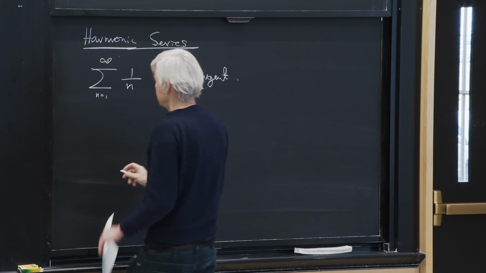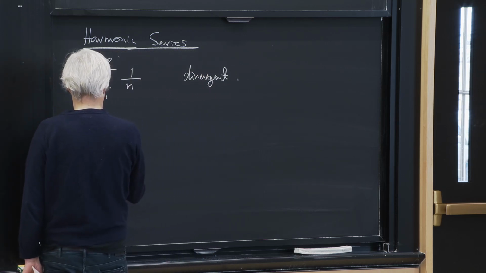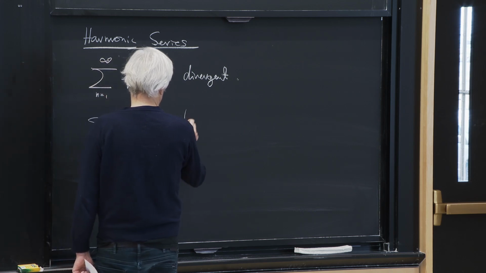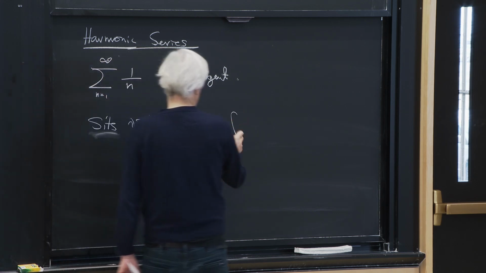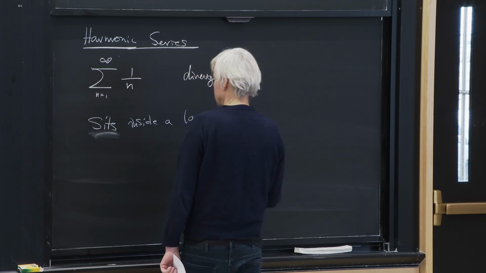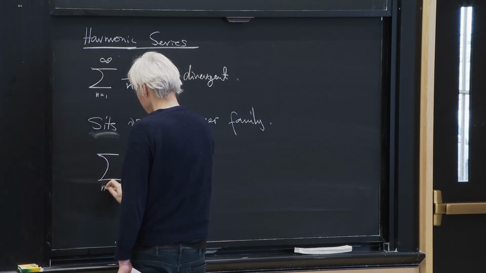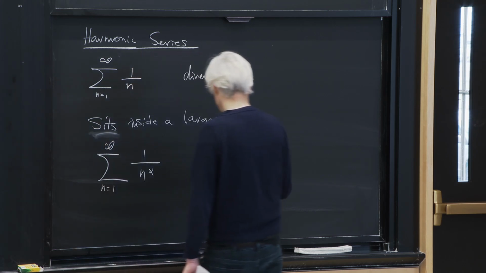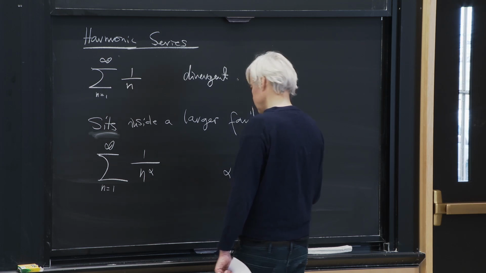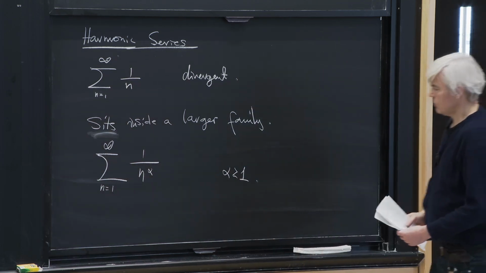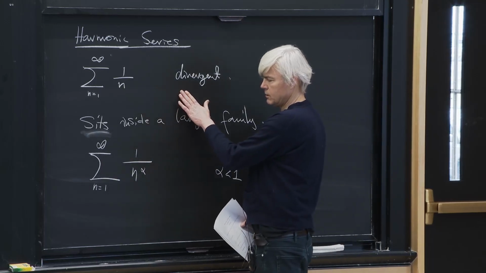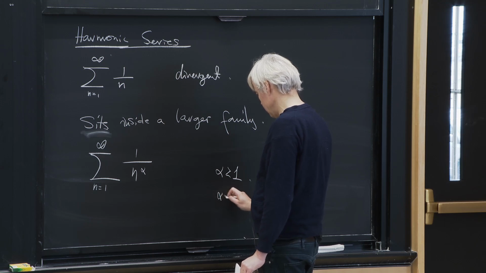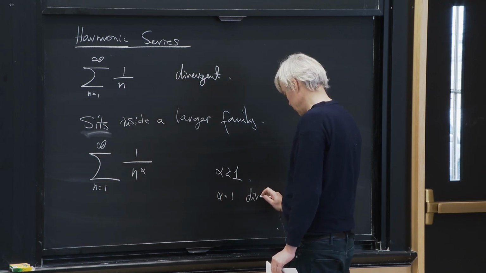And in fact, the harmonic series sits inside a larger family, where you're summing from 1 to infinity of 1 over n to the alpha, and here alpha is taken to be bigger than or equal to 1. In the case where alpha is equal to 1, that's the harmonic series. This one diverges, because it's a harmonic series.